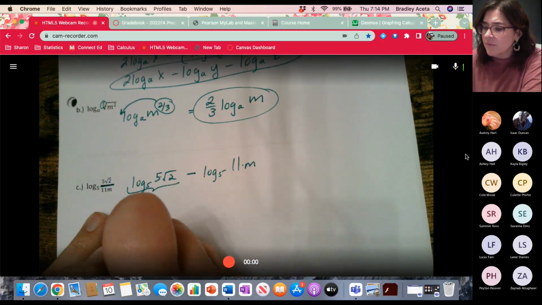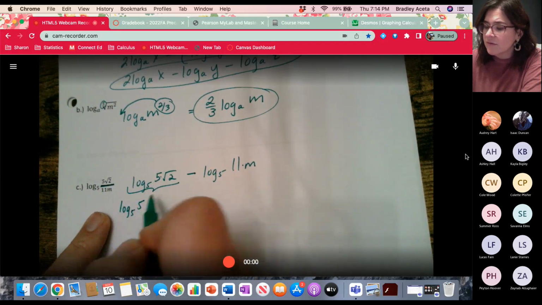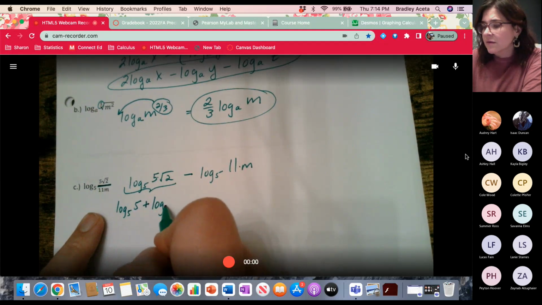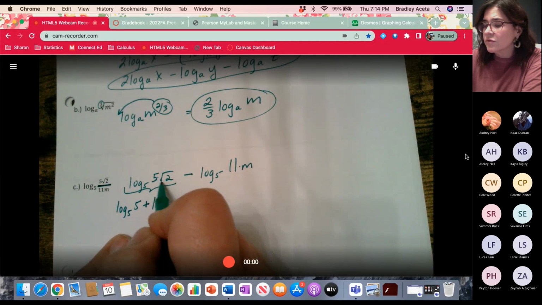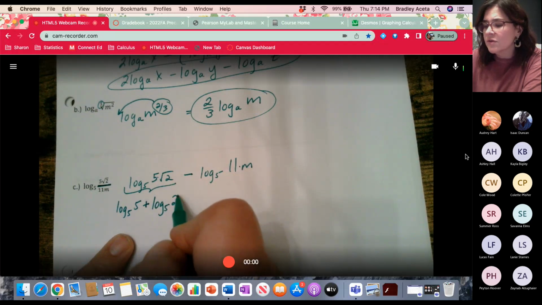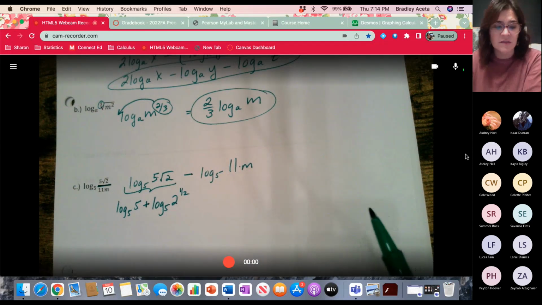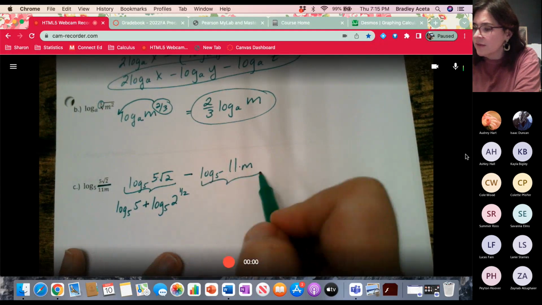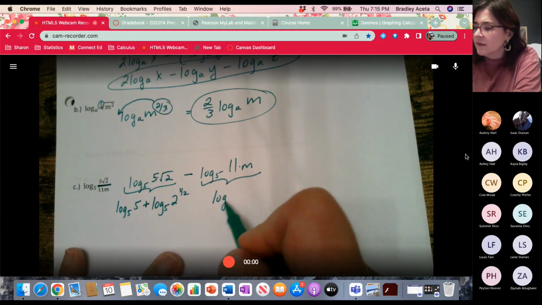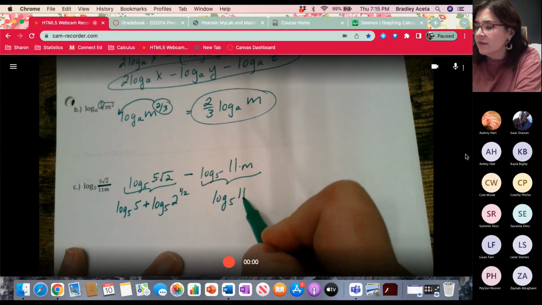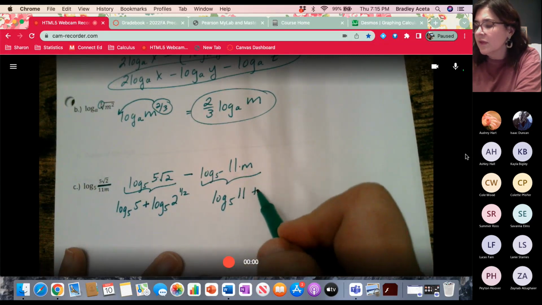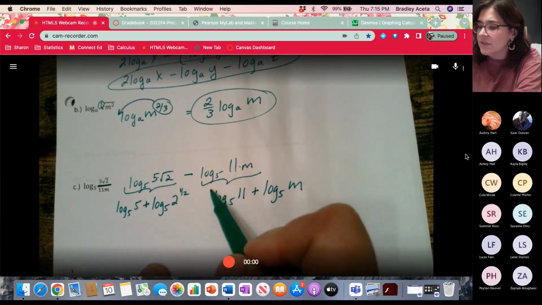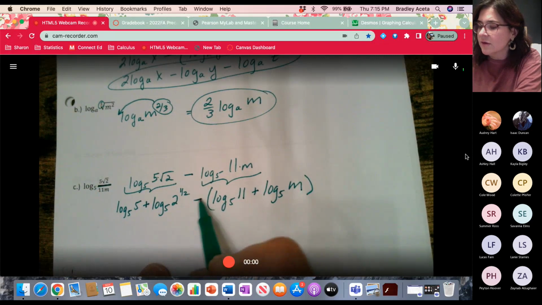This would be log base 5 of 5. If it's times, you would write plus log base 5 of square root 2. But really, square root of 2, I'm just going to write it as 2 to the 1/2, because we all know that's square root 2. This one is log base 5 of 11. The times you would put plus log base 5 of m. But again, put this in parentheses because there's a minus right here.